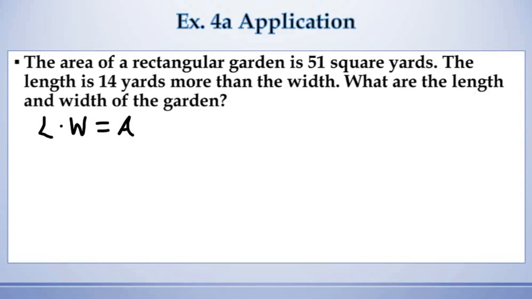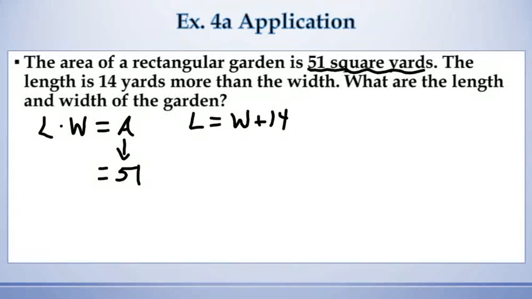And now I'm just going to substitute the information they give me in the problem into that formula. So they told me that the area was 51 square yards. So I'm going to put 51 in for the area. And they said that the length is 14 yards more than the width. So the width plus 14. And then I have the width is just W.